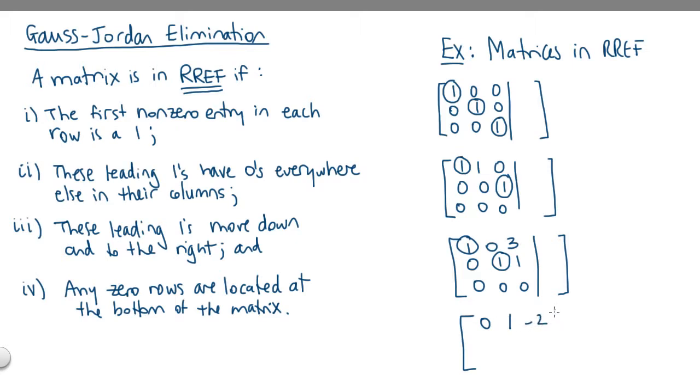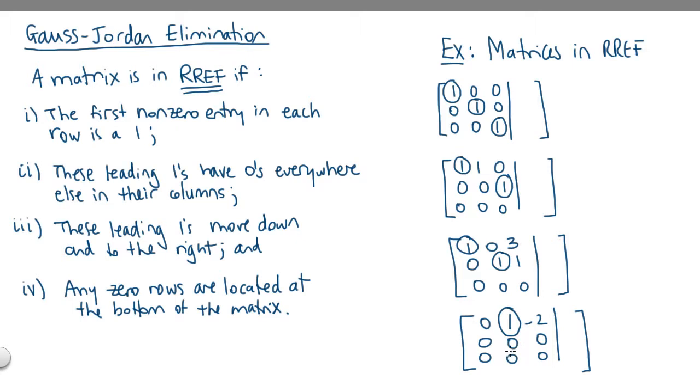Another example, we could have something like this. Maybe a couple zero rows in this matrix. In our first row, the first non-zero entry that we run into is the 1. So yes, we do have a leading 1 in each of our non-zero rows. The leading one does have zeros everywhere else in its column. We don't really need to worry about criterion 3 because there's only a single leading 1 in this matrix. And yes, any zero rows we have are at the bottom of the matrix.